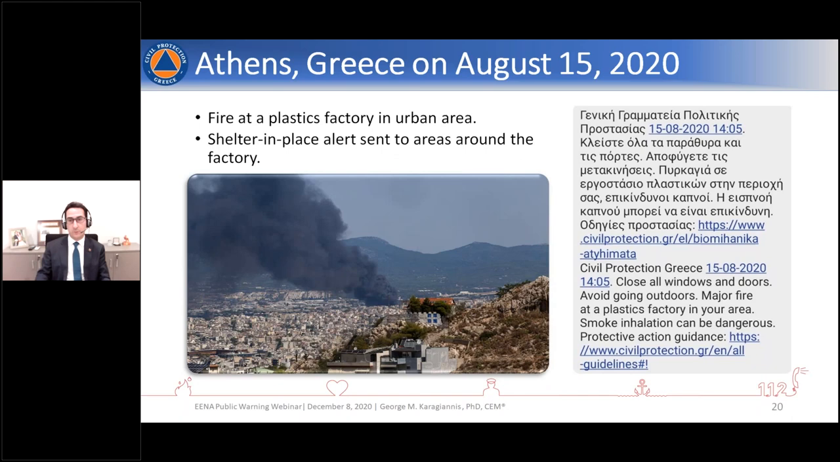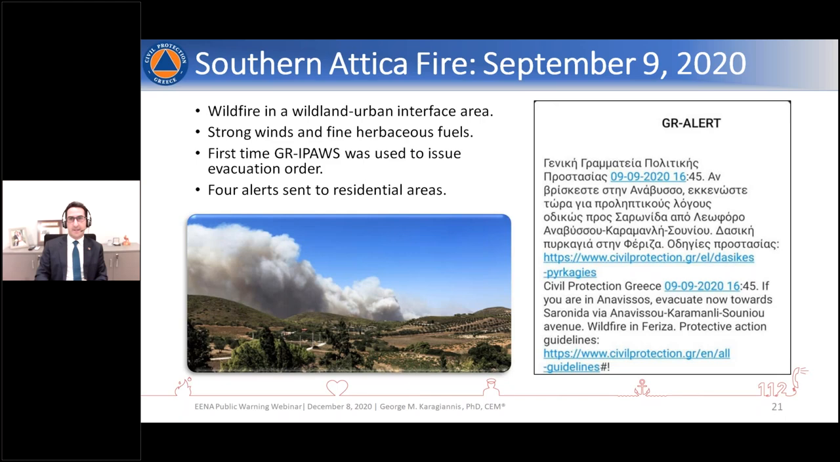Another example was the Southern Attica fire less than a month after the previous incident. This was a wildland fire which ignited in a wildland-urban interface area. It was driven by strong winds and fine herbaceous fuels. We sent four alerts to residential areas in the fire's path, and this was the first time that GRIPAS was used to issue an evacuation order in the country.